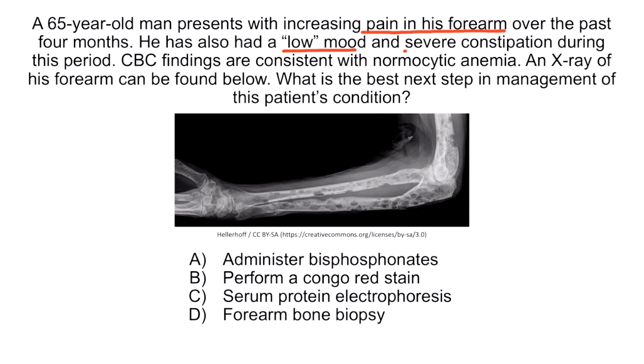All right, this is an elderly patient who now has pain in his forearm, along with complaints of low mood and severe constipation. These findings should make us think of hypercalcemia, and on the X-ray, we can see osteolytic lesions. The combination of bone pain, hypercalcemia symptoms, normocytic anemia on a CBC, and the presence of osteolytic lesions in an elderly patient makes multiple myeloma a very likely diagnosis. So what is the next step in management here? The correct answer is C, serum protein electrophoresis.